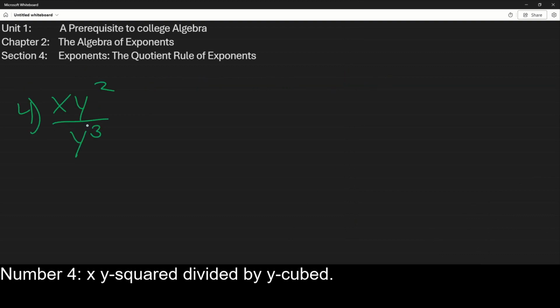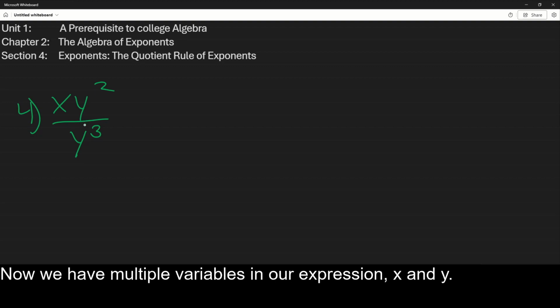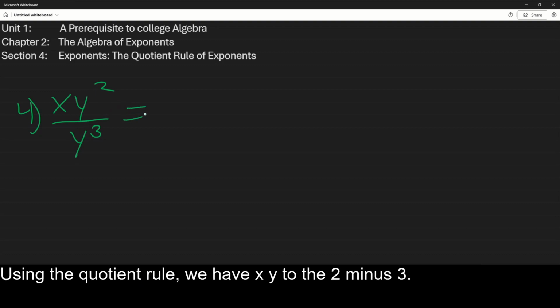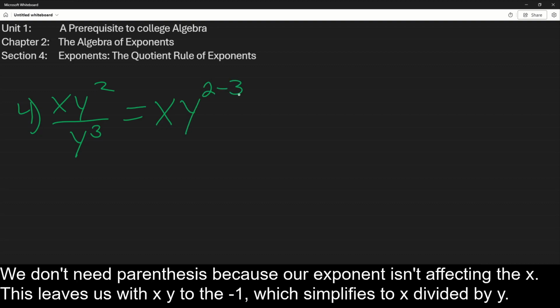Number 4, xy squared divided by y cubed. Now we have multiple variables in our expression, x and y. Our x does not have anything we can do with it, but we have multiples of y in the numerator and denominator. Using the quotient rule, we have x y to the 2 minus 3. We don't need parentheses because our exponent isn't affecting the x. This leaves us with x y to the negative 1 power, which simplifies to x divided by y.